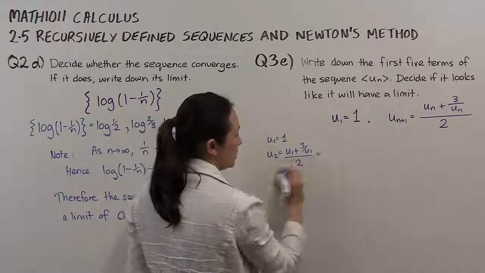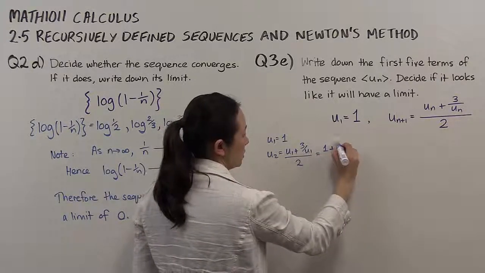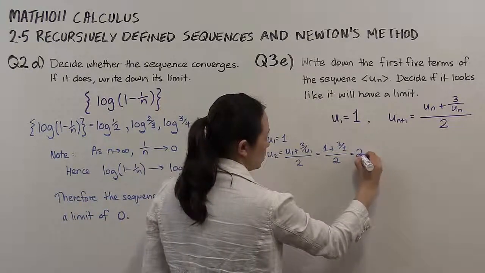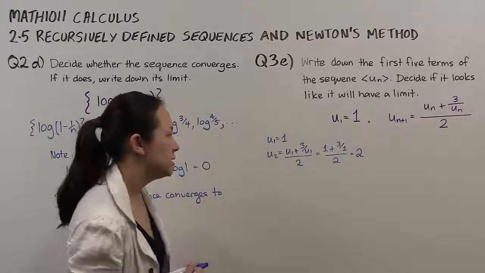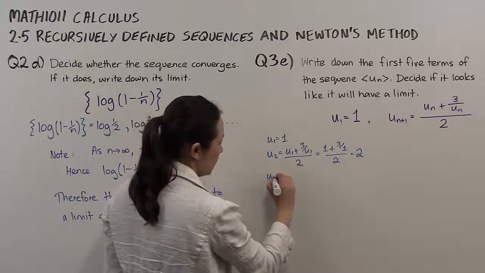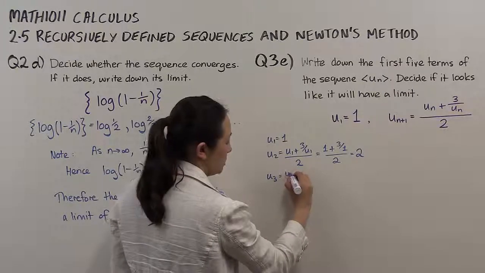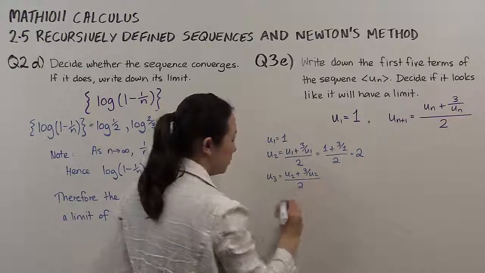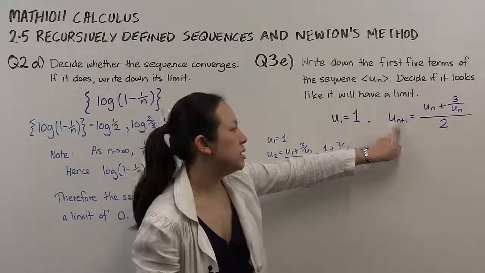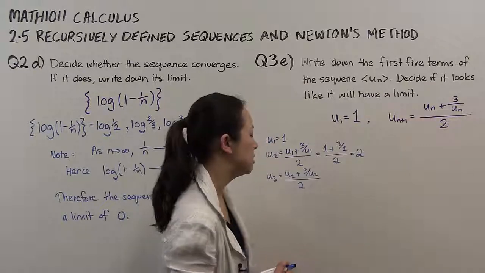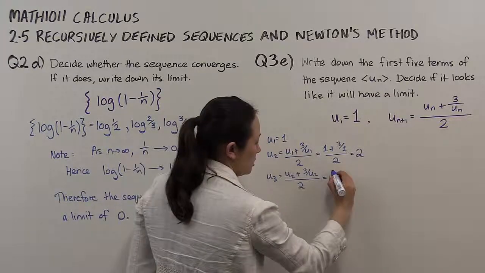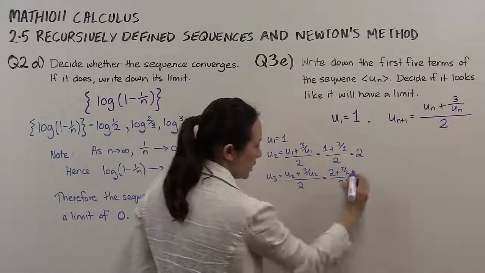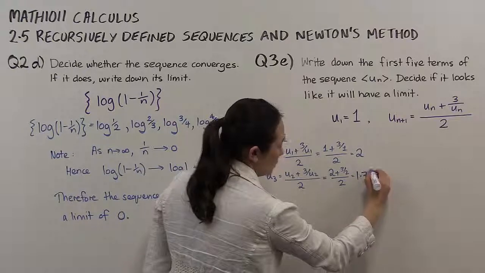So let's calculate the second term. We know the first term is 1, so it's 1 plus 3 divided by 1 all over 2. That's 4 divided by 2, which is 2. So the second term of our sequence is 2. Let's calculate another one manually. The third term of our sequence is the second term plus 3 divided by the second term, all over 2. That's substituting n equals 2 in here, giving us the third term in terms of the second term. We know the second term is 2 now, so this is 2 plus 3 divided by 2, all over 2. That's 3.5 divided by 2, or 1.75.